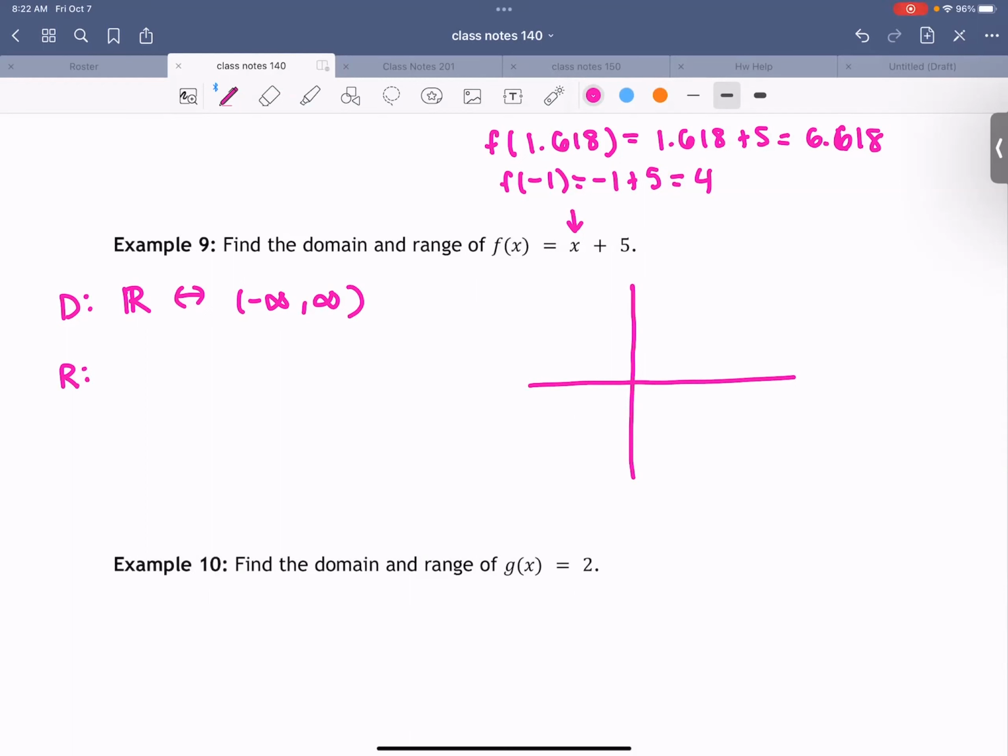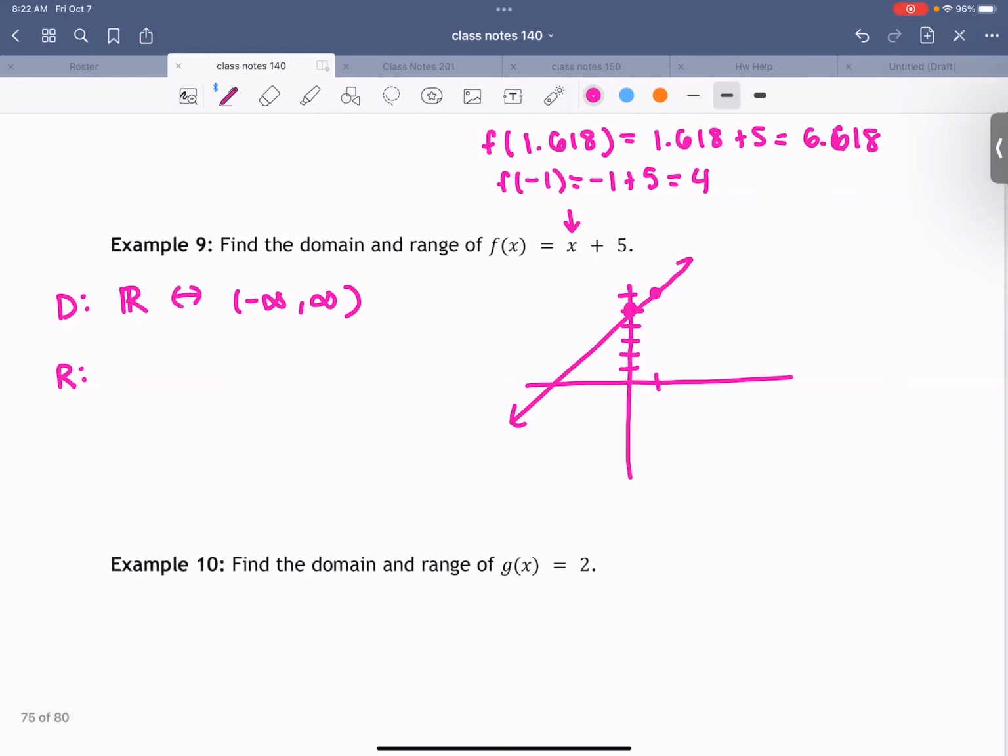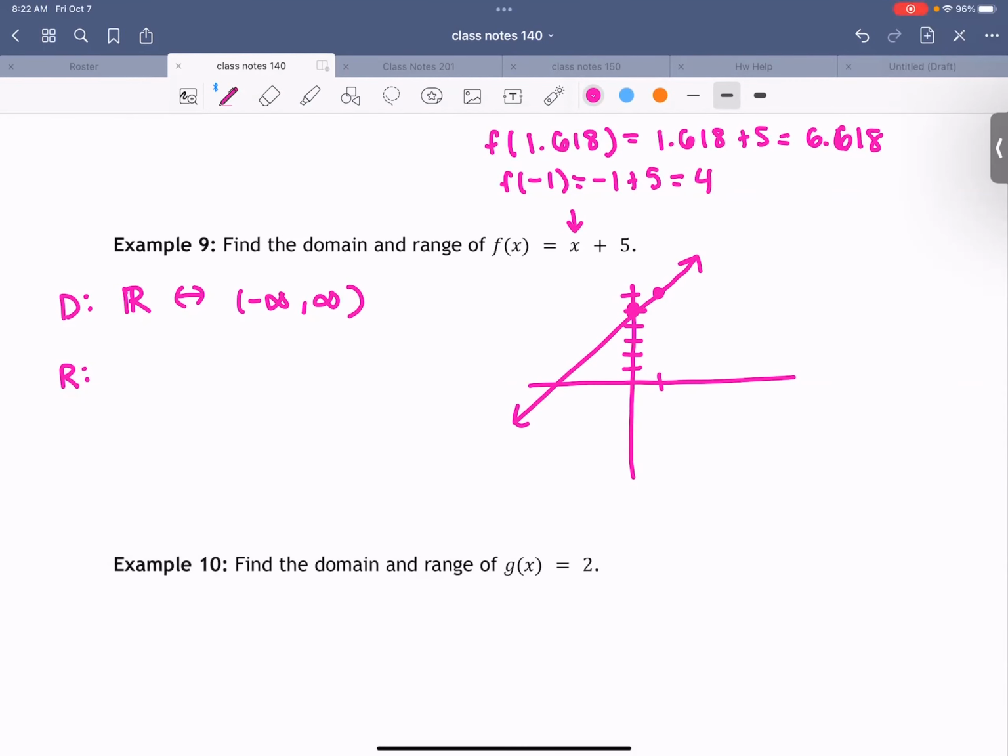What's the y-intercept? 5, right? So at 5, we've got our point, okay? And if our function is x plus 5, what's our slope? 1, good. Okay, so our graph kind of looks like this. Well, it makes sense that our domain was all real numbers because it looks like our graph doesn't have any holes in it and it's going to infinity on both ends.